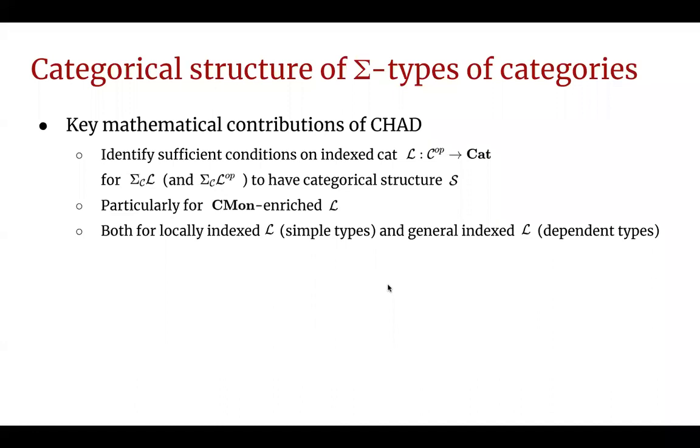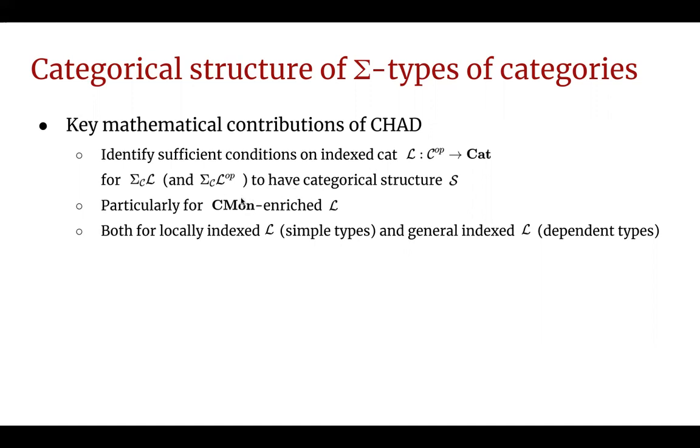Okay, so in many ways, the main mathematical contribution behind this work that I've been calling CHAD, so combinatory homomorphic automatic differentiation, is this analysis of the categorical structure of sigma types of categories. And a lot of this work is a collaboration with Fernando Lucatelli-Nunes, who's been doing particularly the very complicated math when the categories get more complicated with dependent types and inductive types and that sort of thing.